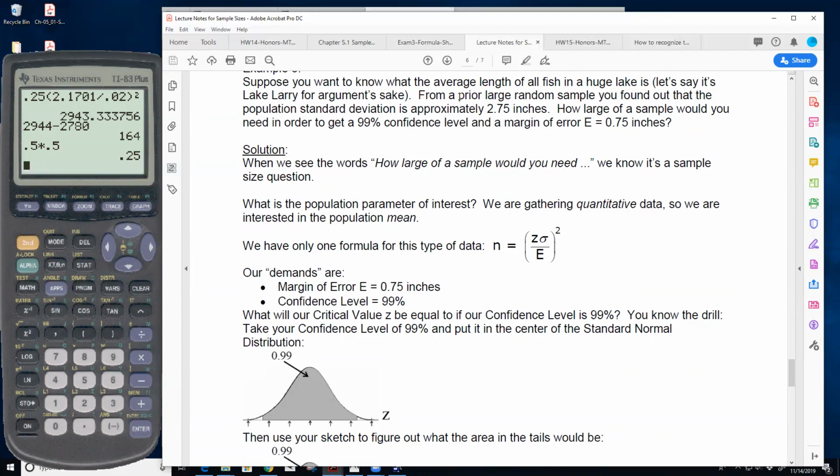But I want you to notice these key words here, when they ask, how large of a sample? See, you've never been asked that before, have you? No, they're not asking you to construct or find a confidence interval. They're not asking you to test a claim or choose between two ideas.